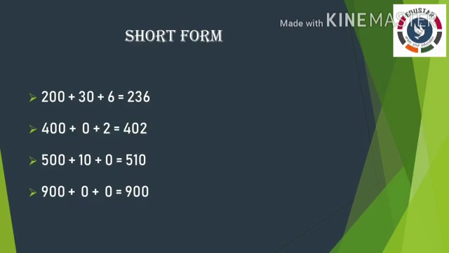In tens place, we have to remove 1 zero. The last number, that is your ones place number, 0. We have to bring that 0 as it is. Understood? Shall we move on to the next number?